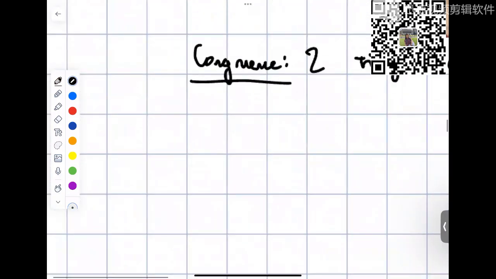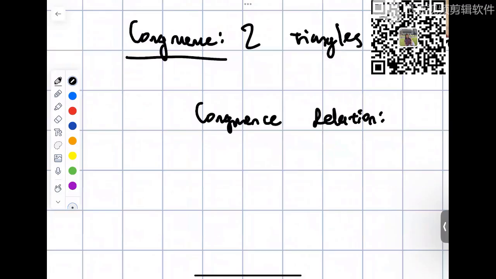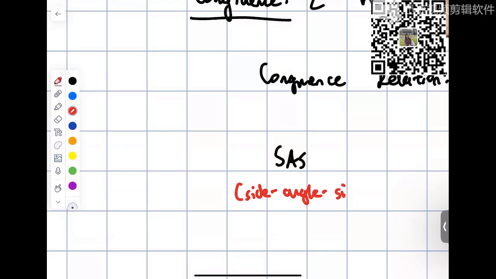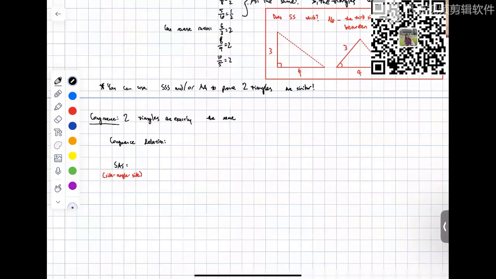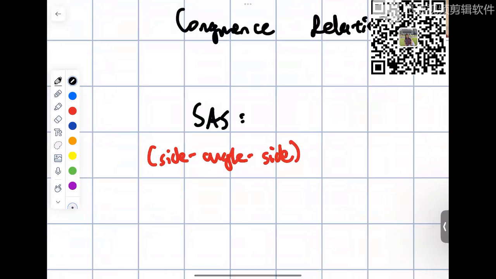And then I'm going to teach some congruence relations. These are relations between the side lengths and angles of two triangles that, if they're true, mean the triangles are congruent. So the first one is SAS, just side, angle, side. And you notice how the A is in between the two S's. So that means this angle has to be the angle that's in between the two side lengths.